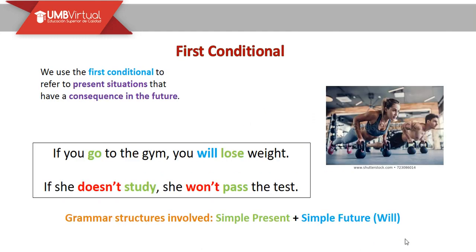First conditional, when we use, entonces cuando utilizamos el primer condicional. So we use the first conditional to refer to present situations that have a consequence in the future. Entonces, cuando nosotros hacemos uso de ese primer condicional y queremos referirnos a situaciones del presente como tal que tienen consecuencia en un futuro, hacemos uso de este tiempo gramatical.